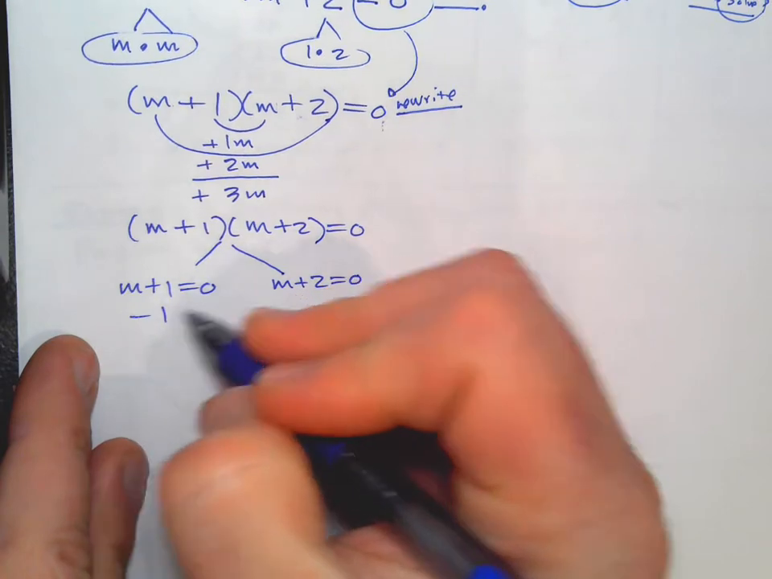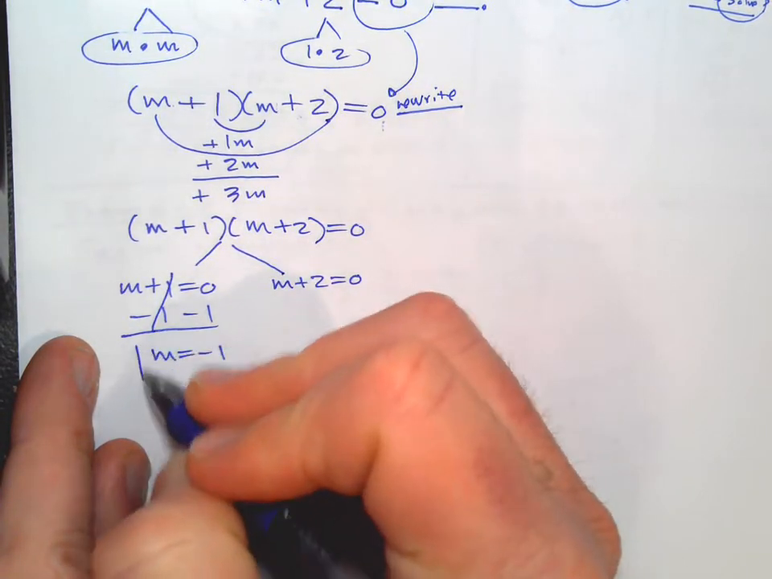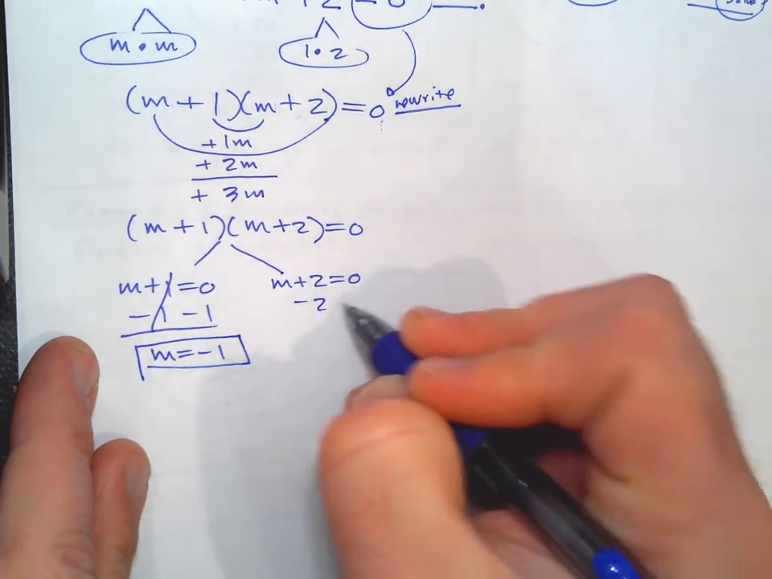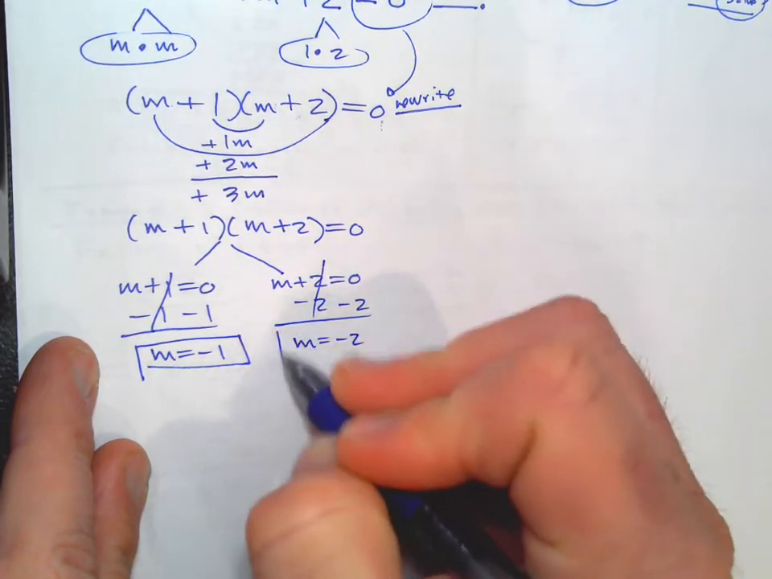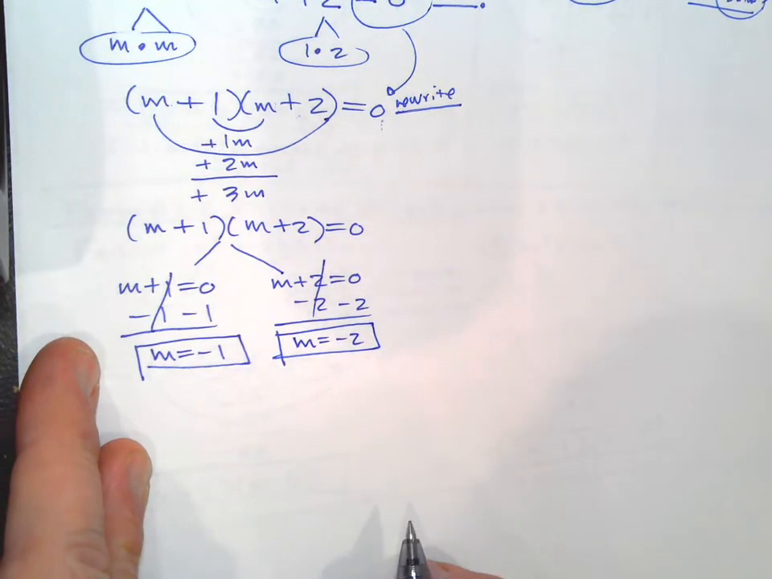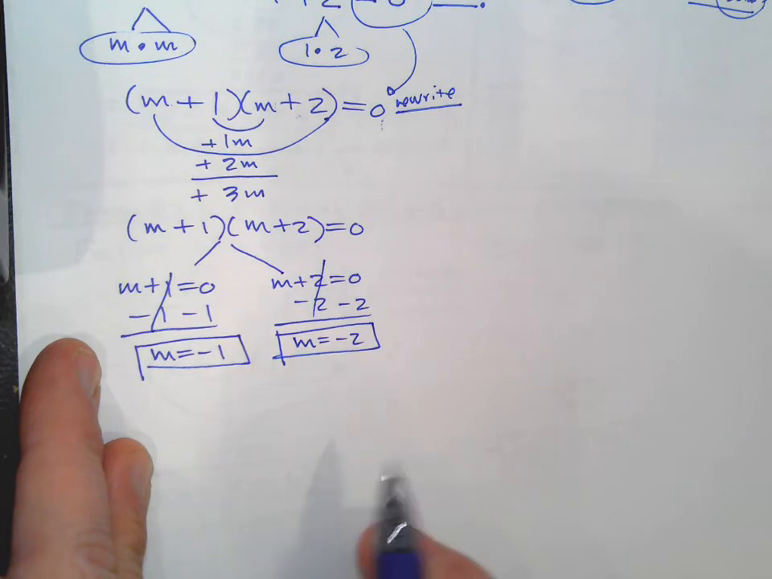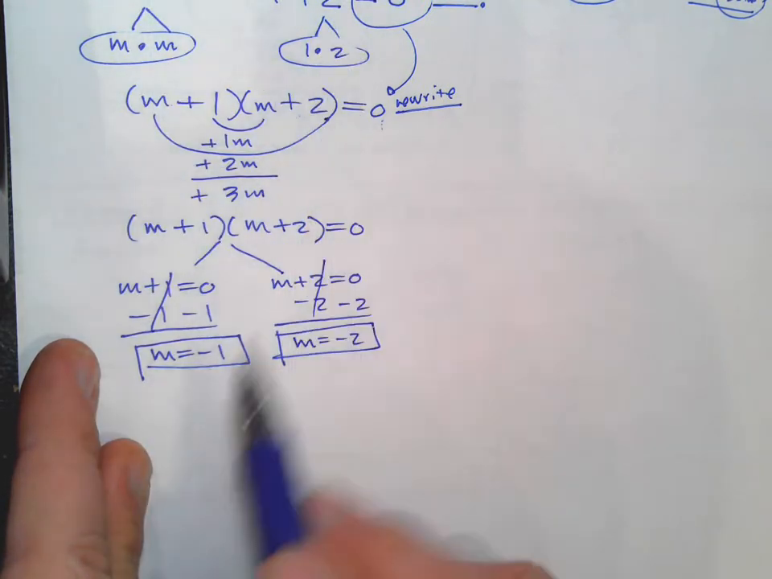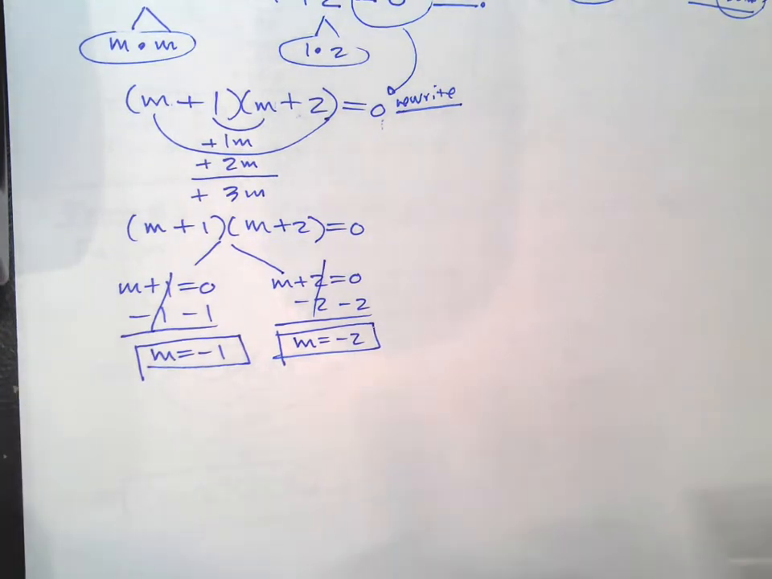So now you're going to solve each of these on their own. M equals negative 1, and m equals negative 2. And that's it. Those are your solutions. You can check them if you want. You could plug these back into the original equation one at a time, and they should make it work. Let's do one more.